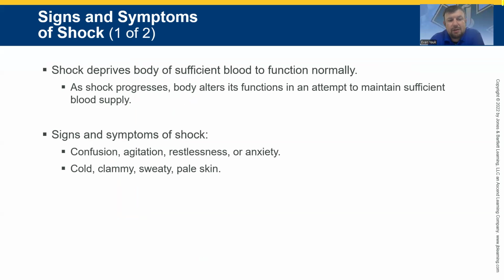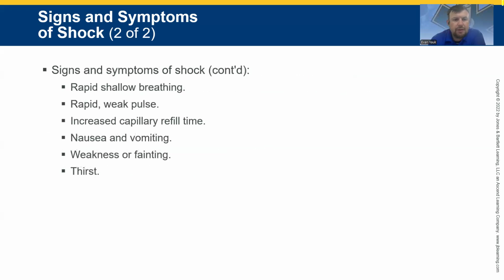Signs and symptoms of shock are confusion, agitation, restlessness, and anxiety. Cold, clammy, sweaty, pale skin. Your main ones, like I said before, cool, pale, and clammy. Those are just the telltale giveaways that are easy to see really quick. Signs and symptoms of shock: rapid shallow breathing, rapid weak pulse, increased capillary refill time, nausea and vomiting, weakness or fainting, thirst.